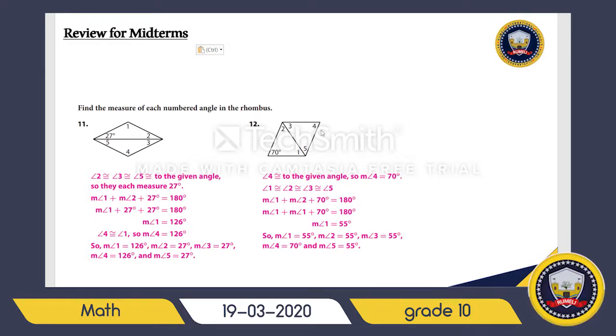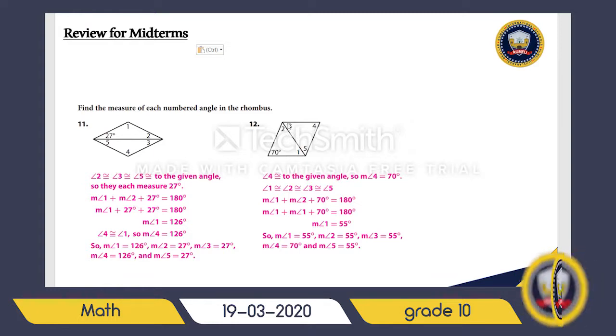Okay, almost the same example. This angle is given as 70 and I'm asked to find 1, 2, 3, 4 and 5. Okay, 1, 2, 3 and 5, they are all congruent. Again, why? Because this diagonal is bisecting these two angles, plus these opposite angles are equal. So they are cut into halves and all of these halves are equal.